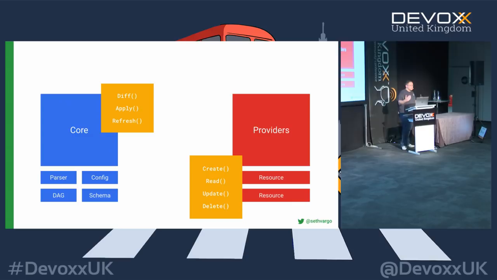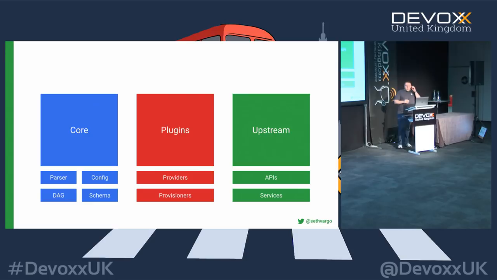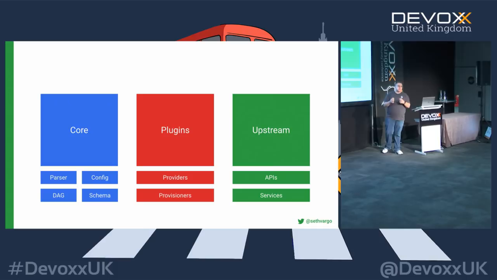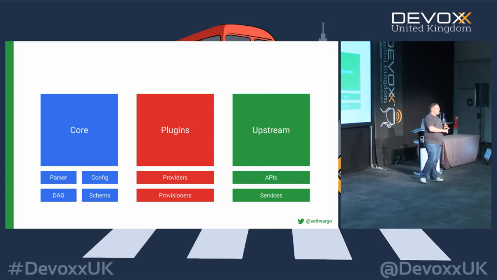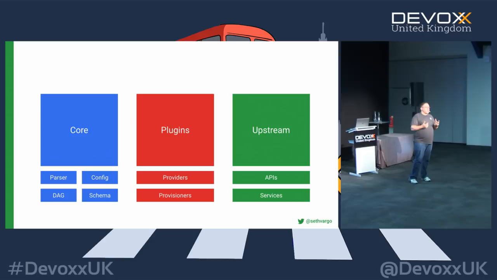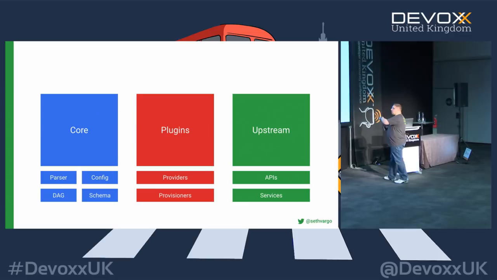So those plugins then communicate with what we call upstream, which is kind of that third piece of Terraform. These are like the Google Cloud APIs, the AWS APIs, the GitHub APIs. These are things that Terraform doesn't necessarily control, but this is where the interaction takes place, right? So those are your upstream APIs and services. So these are kind of the three main pillars of Terraform.